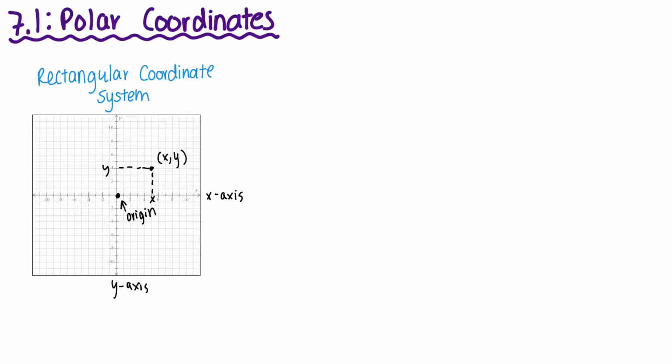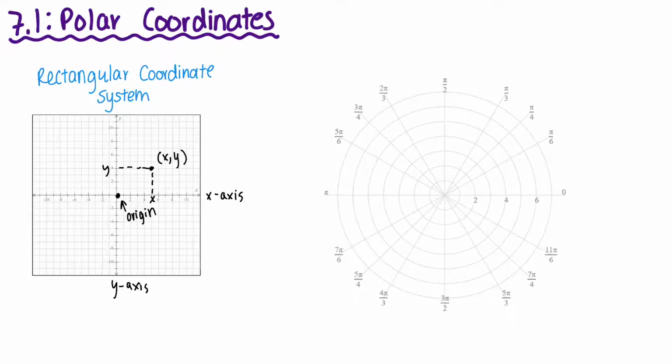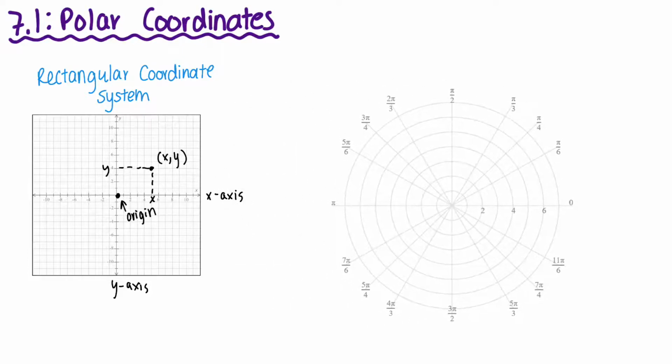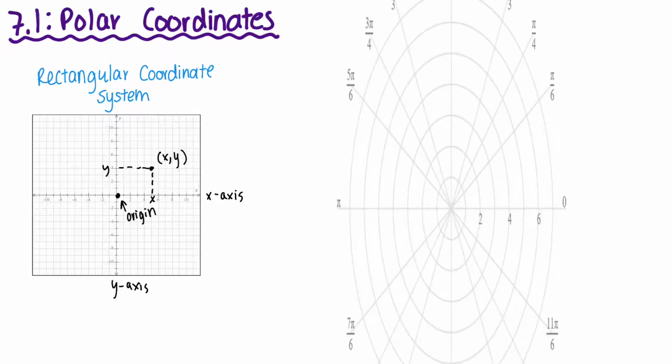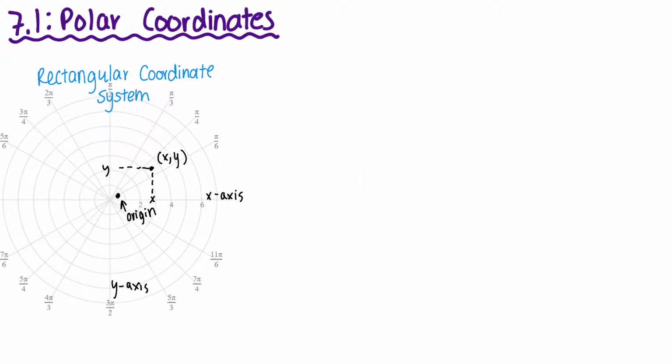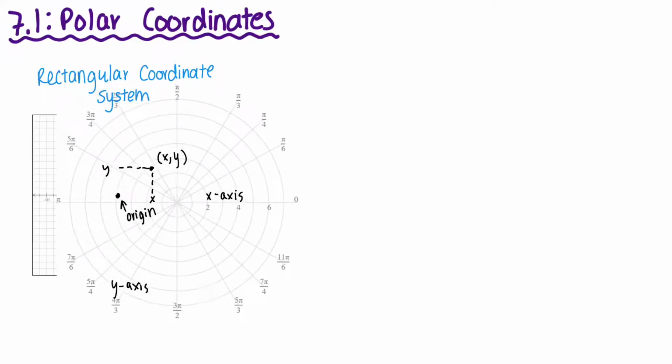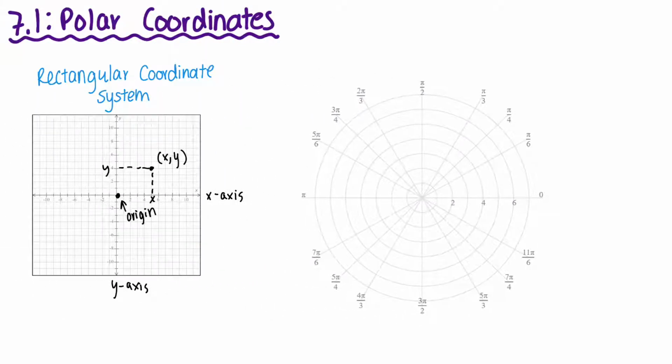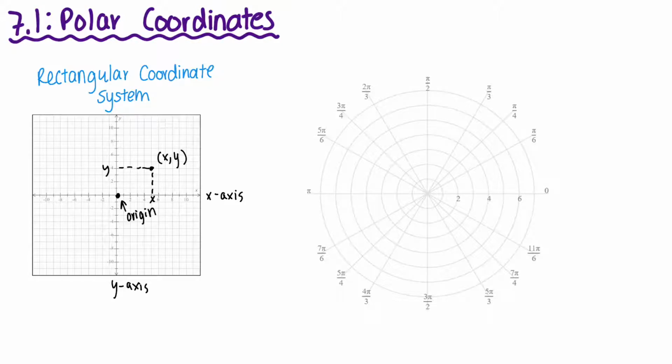However, this is not the only type of coordinate system that exists. There's also the polar coordinate system, as you might have guessed by the title of this video. And the polar coordinate system looks a little bit like this. Technically, these sit right on top of each other, and they are the same system. It's just that they are laid out differently. Let's talk a bit about this. So this is the polar coordinate system.